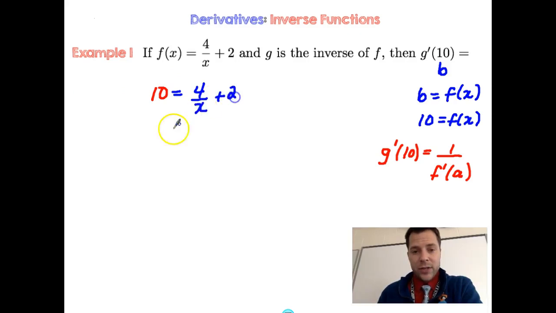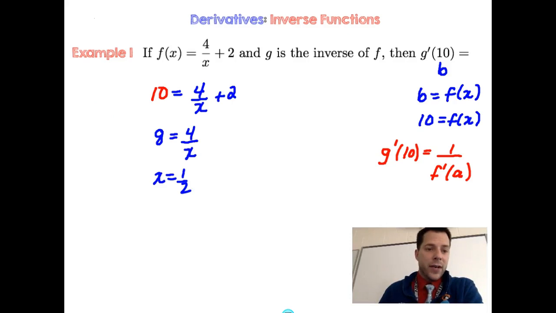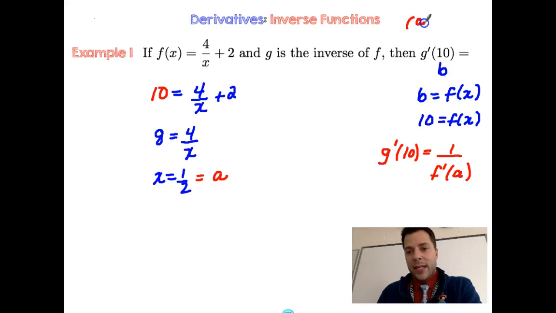You should do this fairly quickly. So 8 equals 4 over x, and that means x equals 1/2. Well, guess what? We just found our a value. This is the a value, and here's your y value. I know it doesn't say a here, but if you think about (a, b), a is the x coordinate, b is the y coordinate. So that's good. Now we've got to find f prime of a.